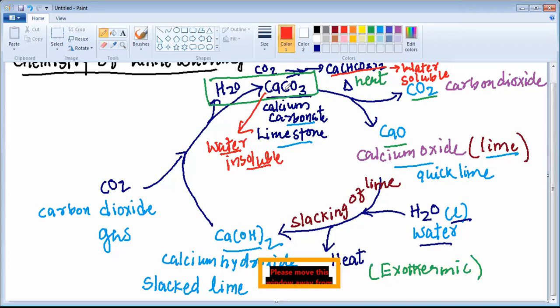So when we pass extra carbon dioxide gas, or when we pass carbon dioxide gas to the solution of the slaked lime, the solution turns milky. So this is the milky solution.